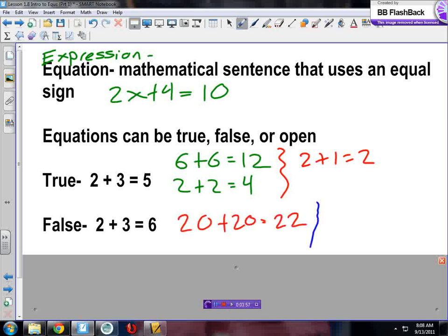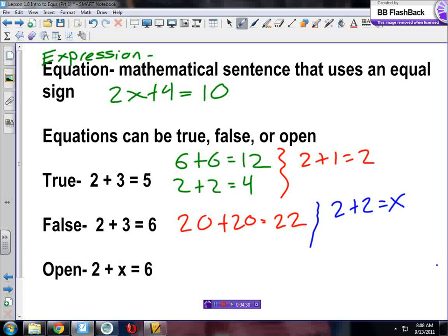All right, now, we've had true and false ones. Does anybody have an idea what an open equation might look like? Ryan? 2 plus 2 equals x. Why is that one open? The x means something, right? This is a placeholder. Now, if x equals 2, it would be true, right? But what if x equaled 10? It's not true. So this is open until we know what x equals.